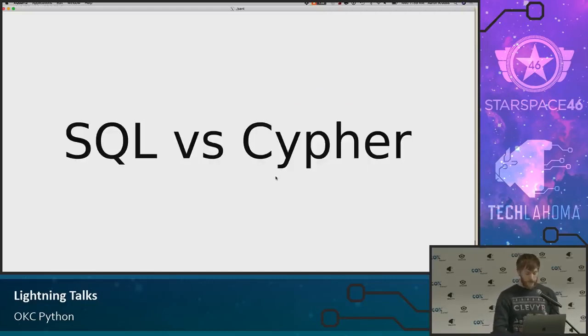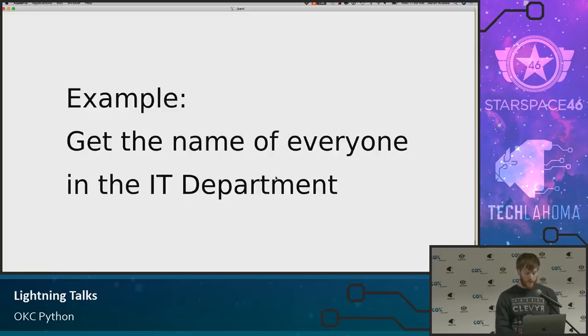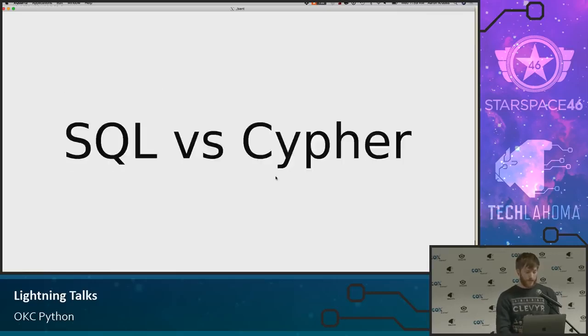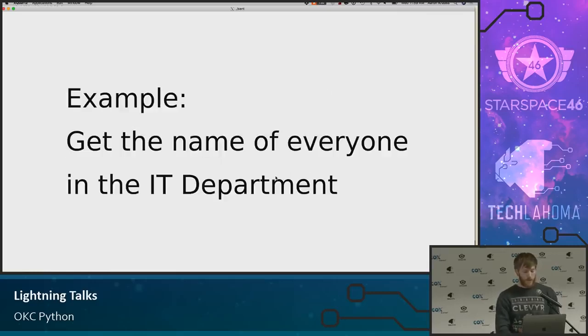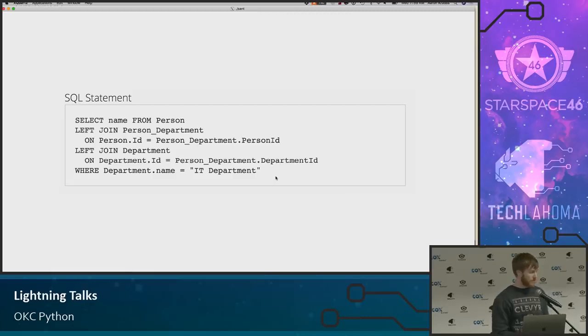So Neo4j has a query language called Cypher, compared to SQL. We'll show you an example of what it's like to get the name of everyone in the IT department. So kind of what we did right here. This is what a standard SQL query would look like. It probably doesn't look that intense, but just look at it. We're trying to join a person to some join table called person department. Then we're joining person department to the department table. And then we're saying where department is IT department.